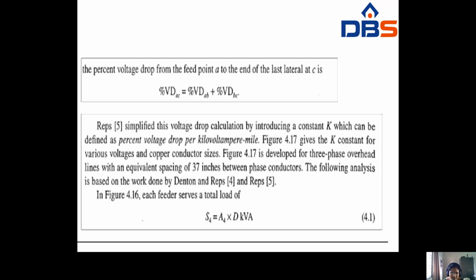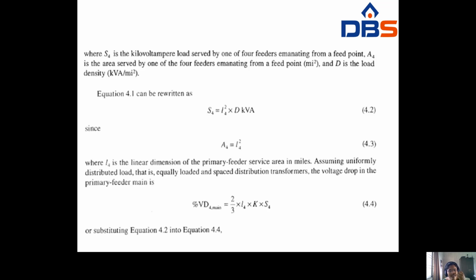So here, see the feeder total load S4 equal to A4 into D kVA, where S4 is the kilovolt-ampere load served by one of the 4 feeders emanating from a feed point, A4 is the area served by one of the 4 feeders emanating from a feed point in square miles, and D is the load density. So at that time we write S4 equal to L4 squared D kVA, since A4 equals L4 squared, where L4 is the linear dimension of the primary feeder service area in miles.